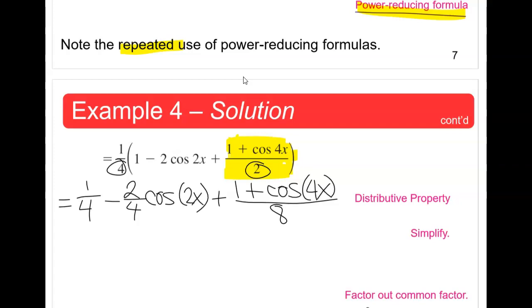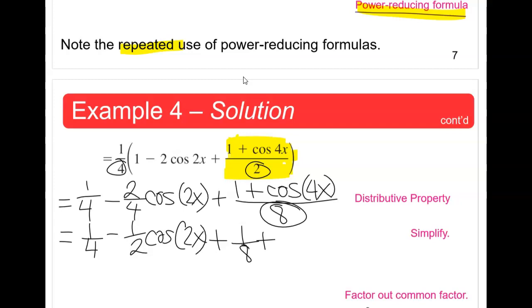Now from here, we're going to simplify it a little bit. So now we have 1/4 minus 1/2, and here this one will be the same. And here keep in mind that the 8 is dividing the number 1, and also dividing cosine of 4x.